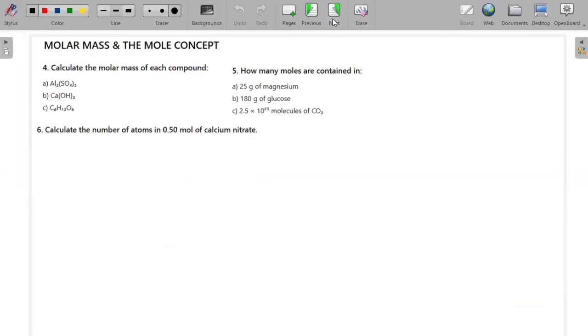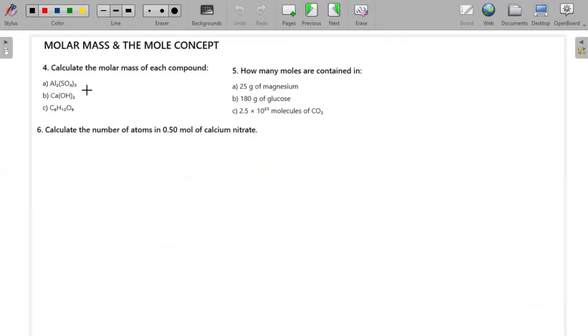These questions are on molar mass and moles. So molar mass and the mole concept. Let's do these ones. The first one there is grade 12 work, very easy to find the molar mass, right?